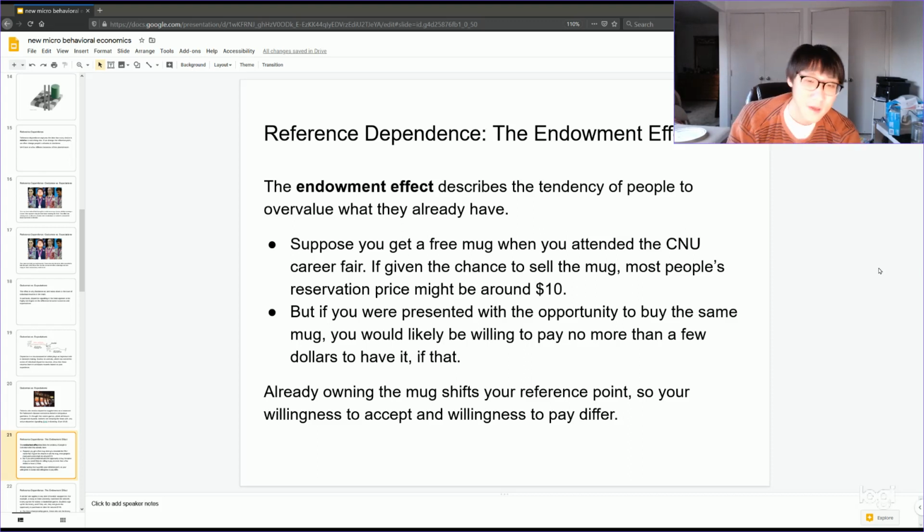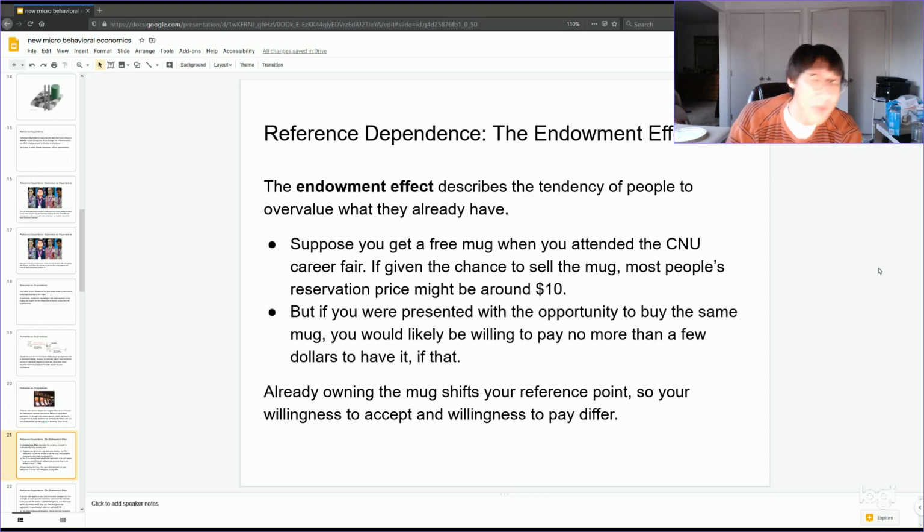Now, say you were given the chance to sell that mug. How much would you be willing to sell it for? Well, most people in that situation think, I did get this mug at college, it's sort of a souvenir, later on after I graduate it can remind me of the good times I had in college, so I don't want to part with it too easily. So maybe it's worth $10 or something like that.